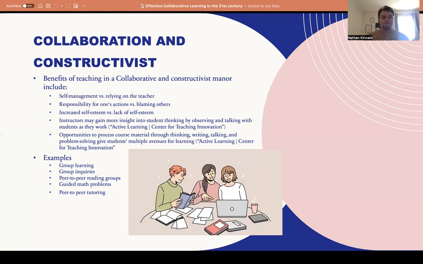They're regulating their time. They've been doing great self-management. They've all got their projects turned in, or they're part of their projects turned in on time. So they've got the responsibility down. It's just one thing after another that's increasing their ability to comprehend and increasing their education. And finally, opportunities to process core materials through writing, talking, thinking, and problem solving gives students multiple avenues for learning.